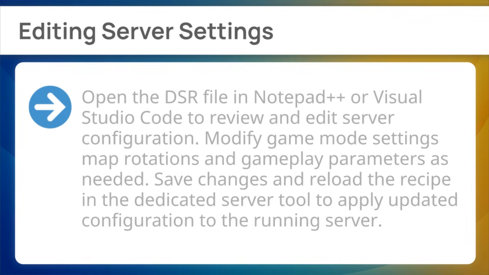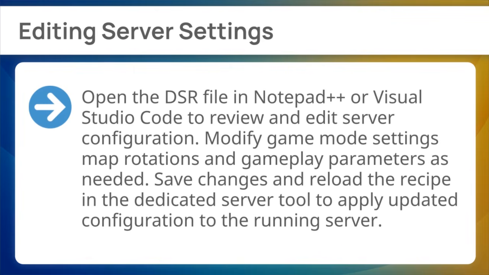Next, editing server settings. Open the DSR file in Notepad++ or Visual Studio Code to review and edit server configuration. Modify game mode settings, map rotations, and gameplay parameters as needed. Save changes and reload the recipe in the dedicated server tool to apply updated configuration to the running server.